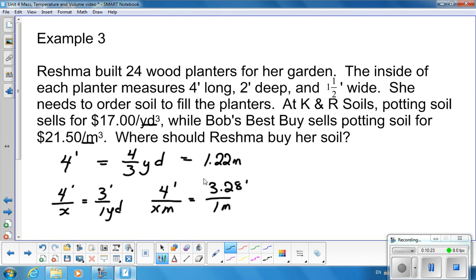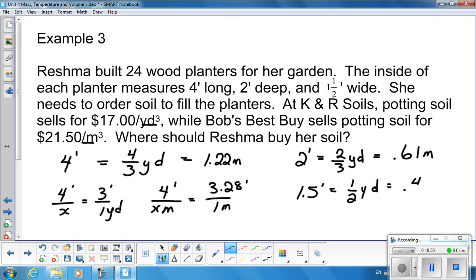Converting those other measurements, the next one was that it was 2 feet deep. Well, 2 feet is equal to 2/3 of a yard, or 0.67 yards, which is equal to 0.61 meters. Our third measurement was that it's 1.5 feet deep. 1.5 feet is half a yard, or 0.45 meters.